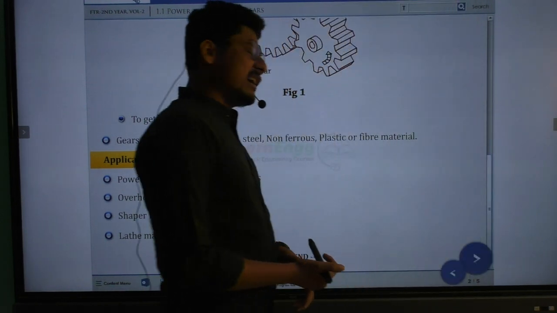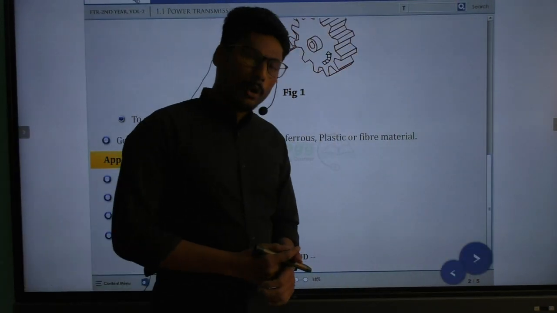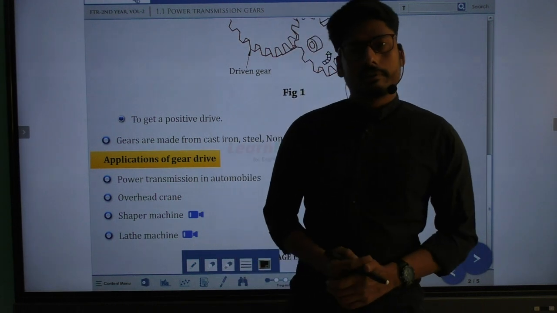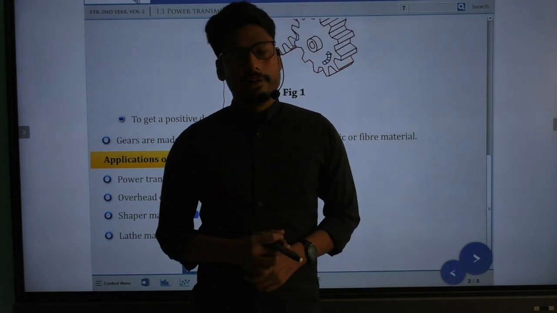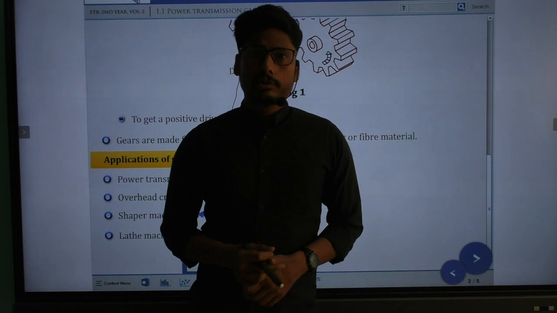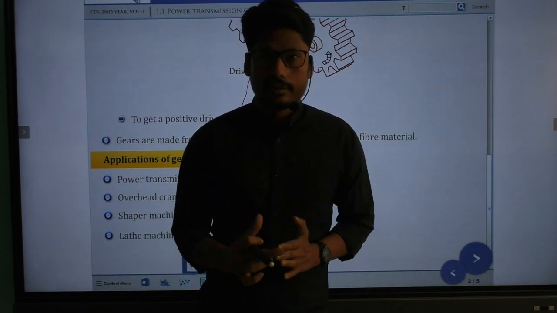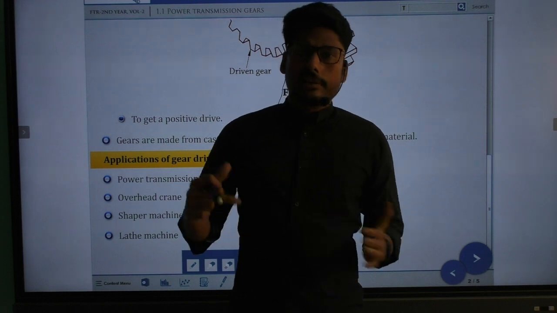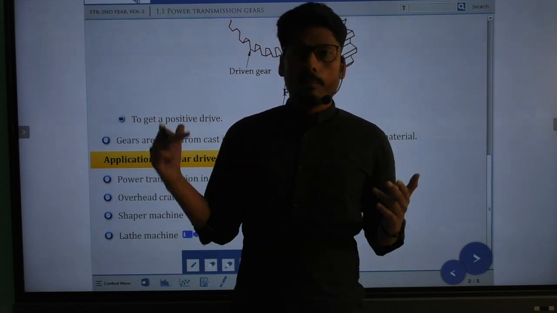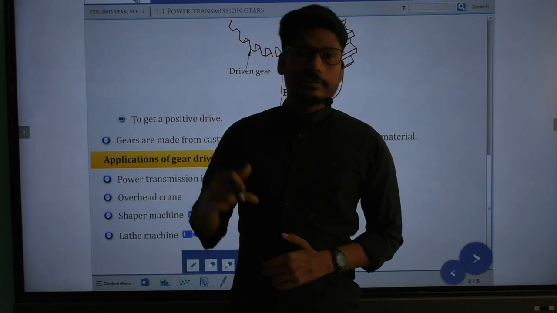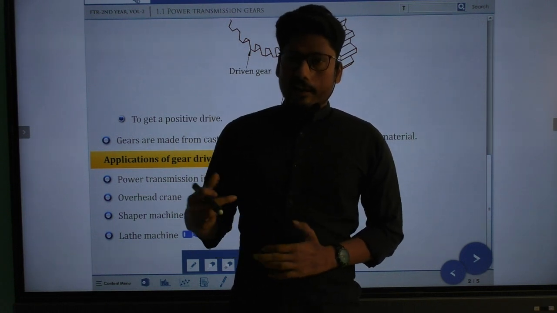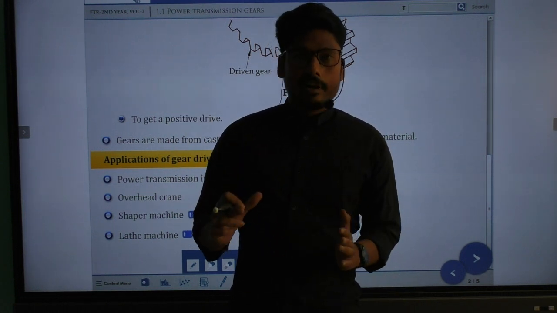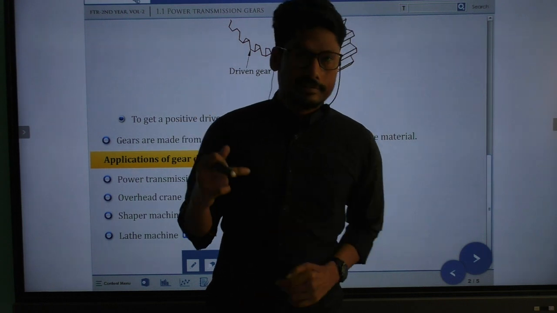So what are the important applications of gears? As you all know, we are all from the practical engineering field, and we all know about the important applications of gears, because if we don't apply these gears in the practical field, then there is no meaning in studying these gears.